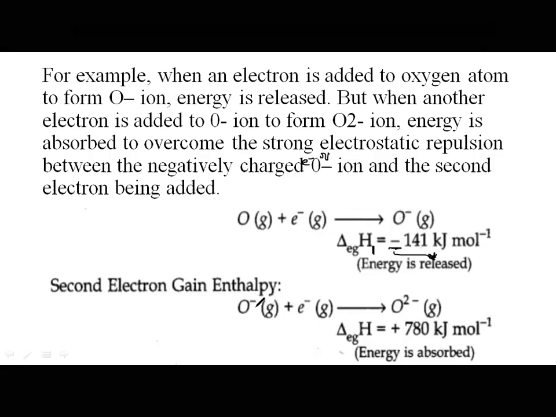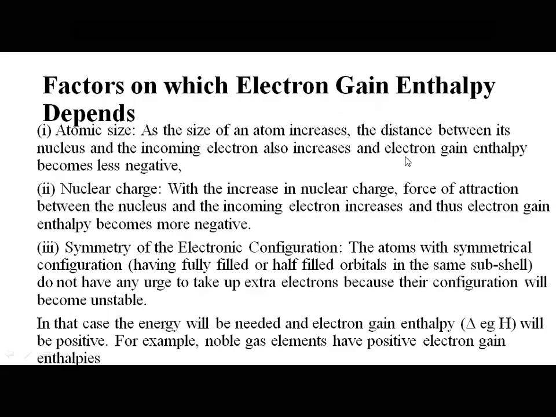Second electron gain enthalpy. To the O minus ion, when an electron has to be gained to form O 2 minus, the second electron gain enthalpy is plus 780 kilojoules per mole. That means 780 kilojoules of energy is absorbed. The positive sign indicates what? Energy is absorbed by the O minus ion to gain the second electron. Yes, these are the successive electron gain enthalpies.